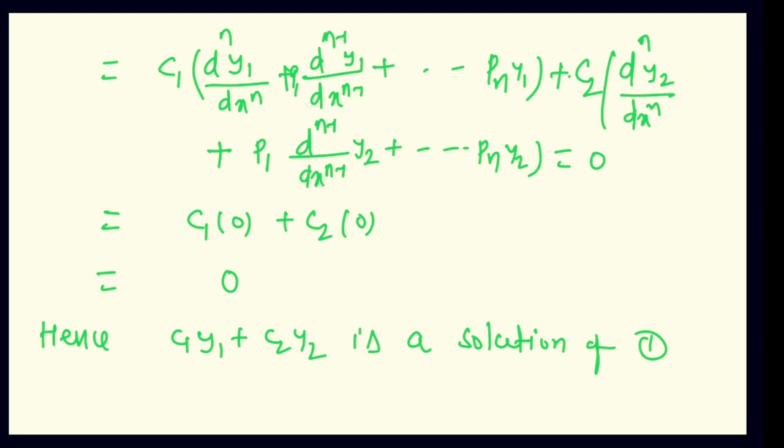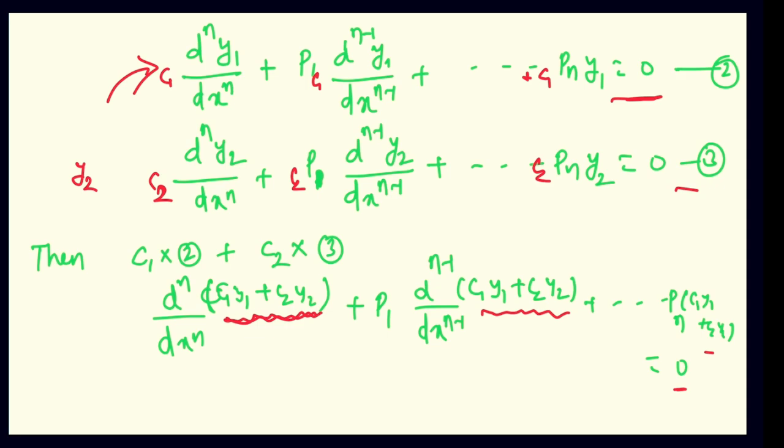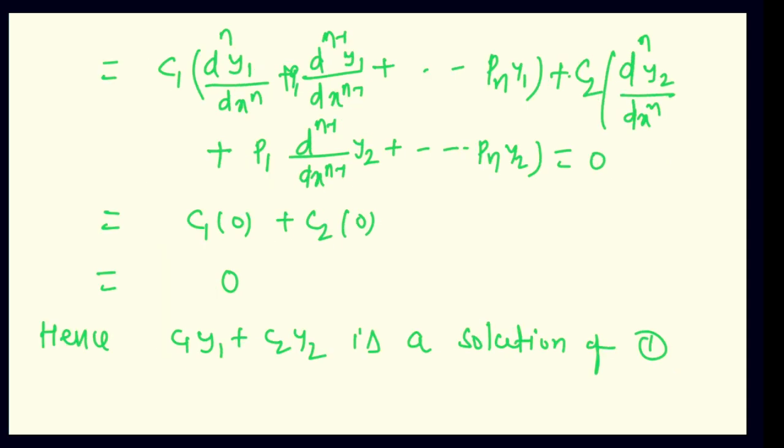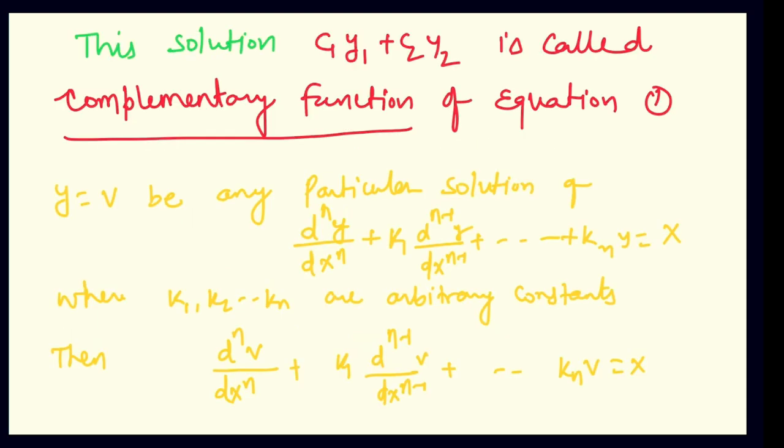C1 is the coefficient of y1, C2 is the coefficient of y2, and the same thing applies. So from here we can say that C1 y1 plus C2 y2 is a solution of the given differential equation. Okay, so this solution C1 y1 plus C2 y2 is called the complementary function of equation 1. Complementary function we can write in the short form CF.